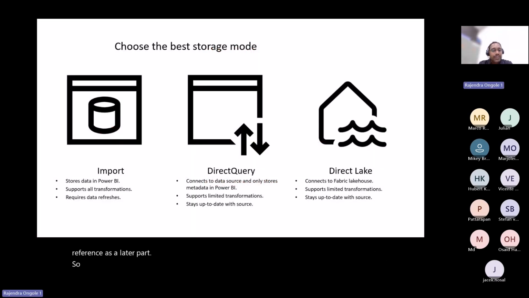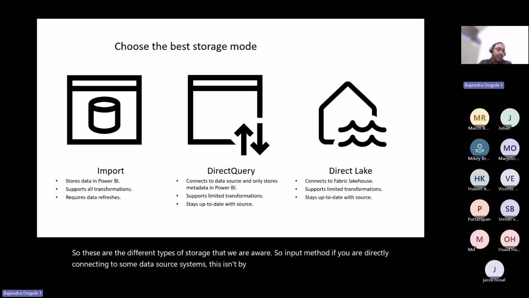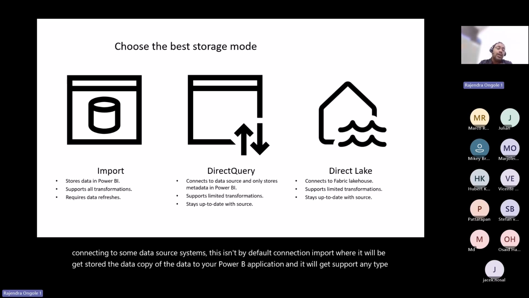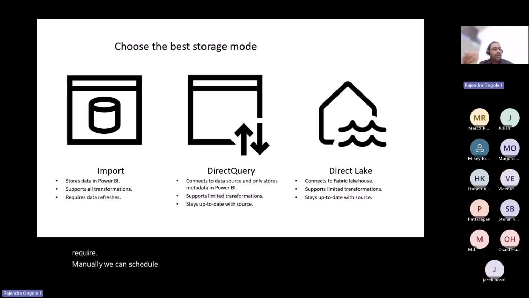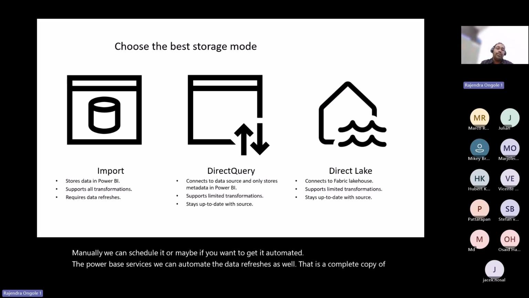So these are the different types of storage that we are aware of. In the import method, if you are directly connecting to data source systems, this is the default connection, where a copy of the data gets stored in your Power BI application, and it supports any type of data transformations, which we do in Power Query. Coming to data refreshes, if you already imported data, you can configure it as per the data availability. We can schedule it manually, or if you want it automated, in the Power BI service we can automate the data refreshes as well. That is a complete copy of the data in your Power BI application.